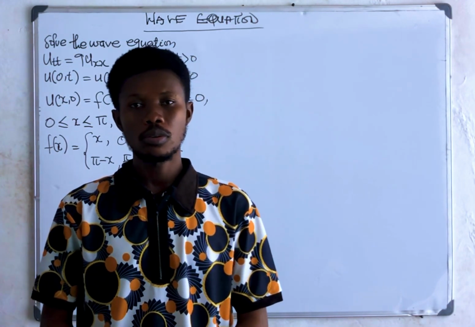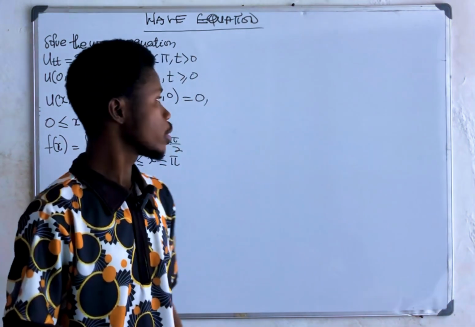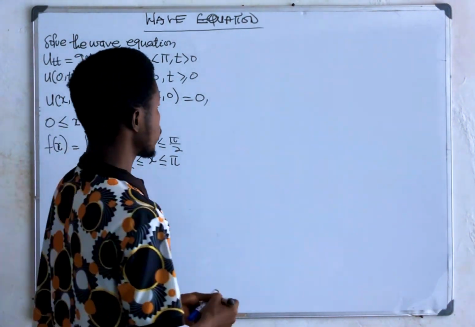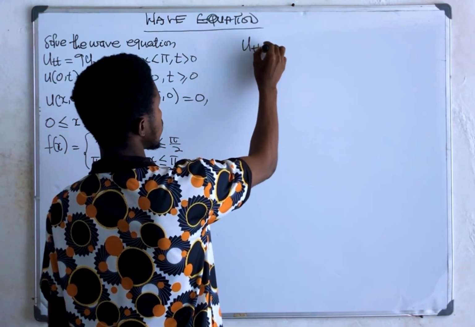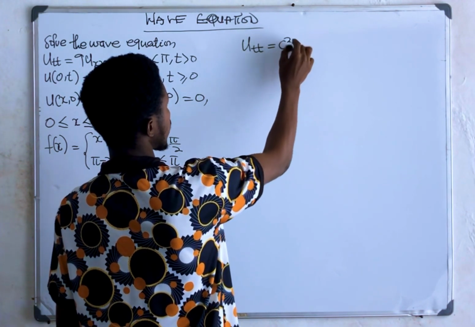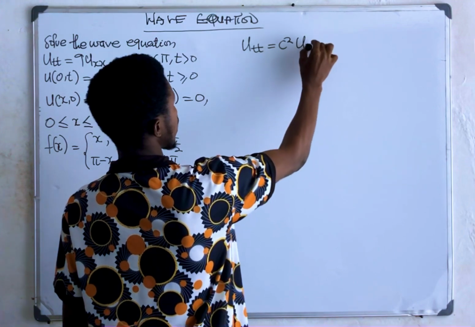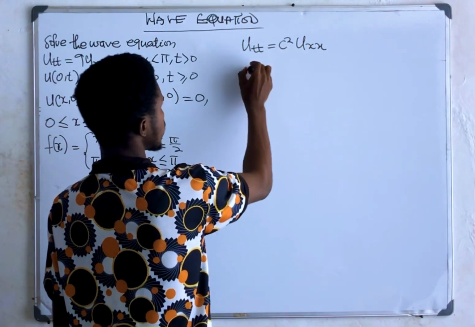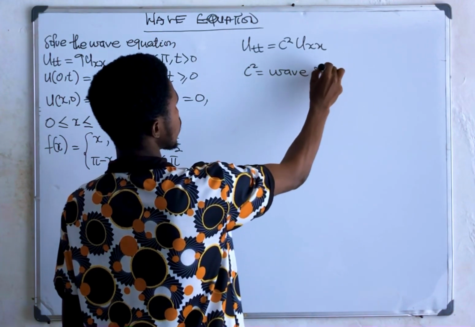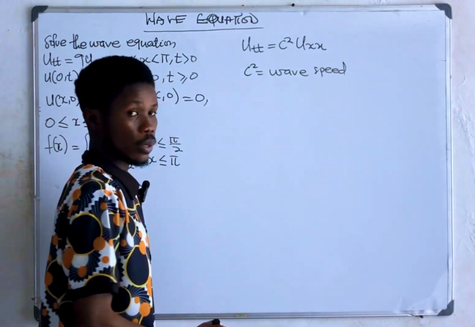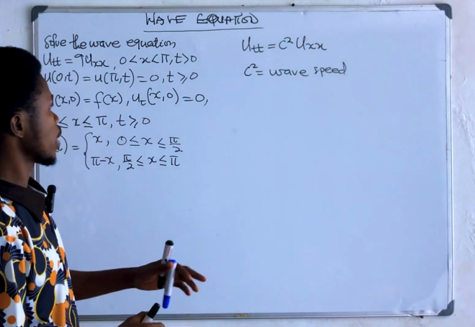Okay, we are going to look at the wave equation. For the wave equation, it is always given as u_tt equals c squared u_xx, where this c squared is the wave speed. Is that okay? Good.